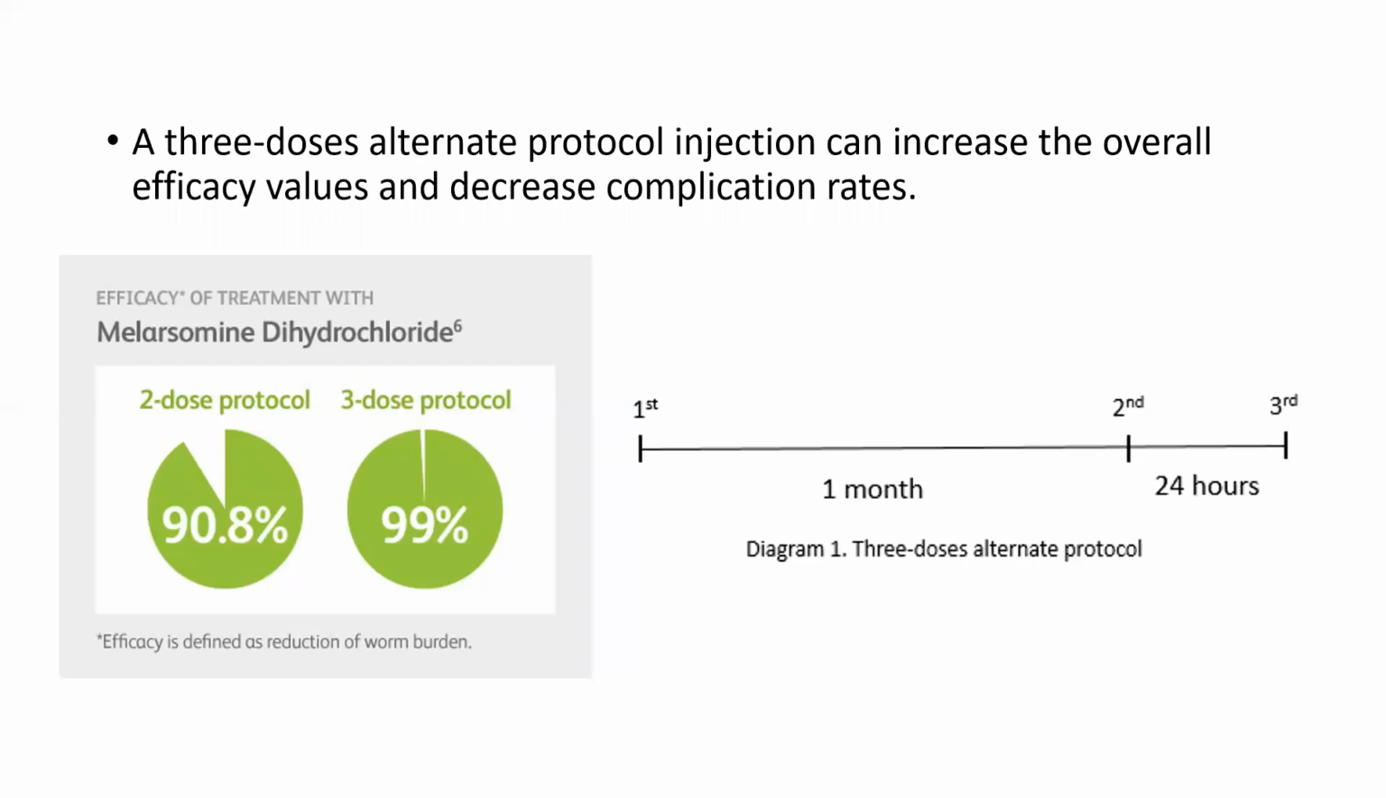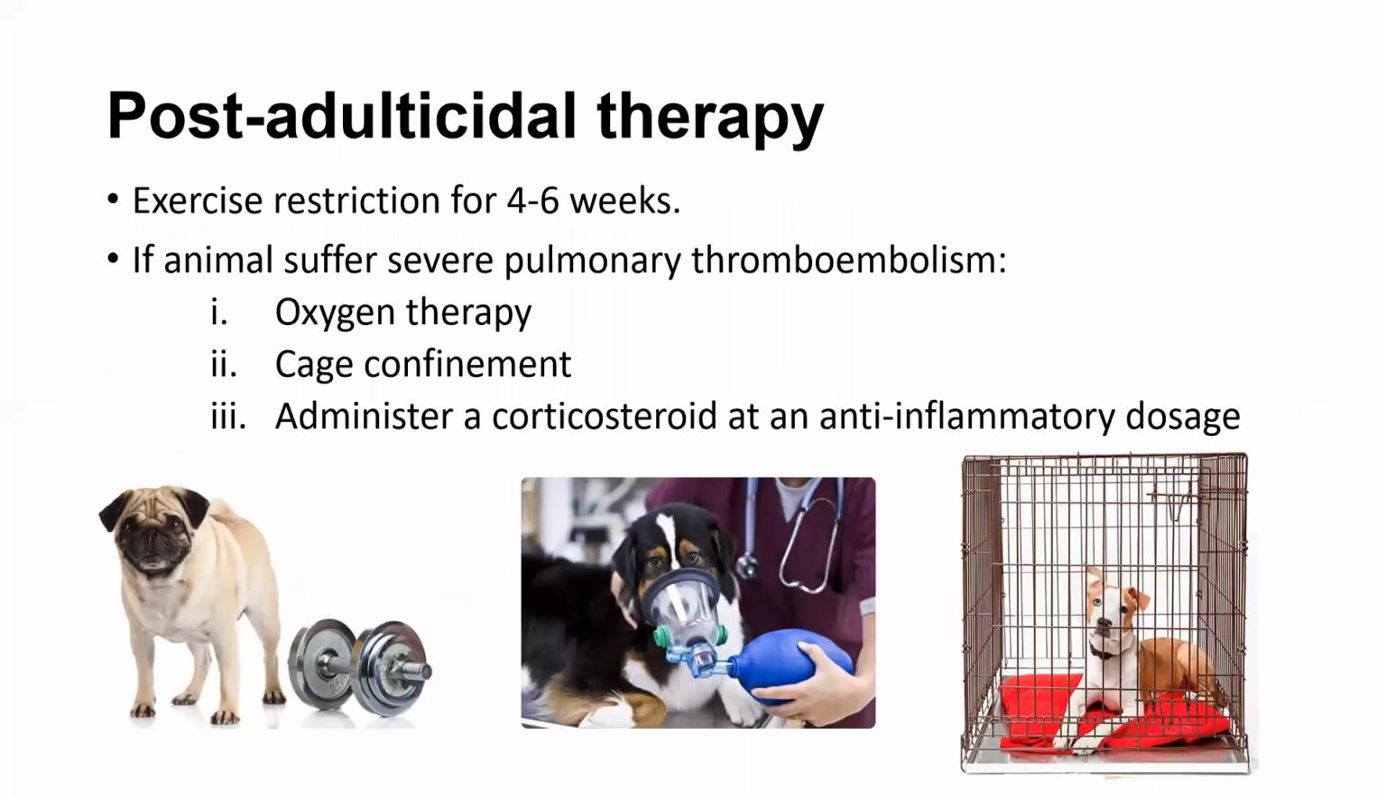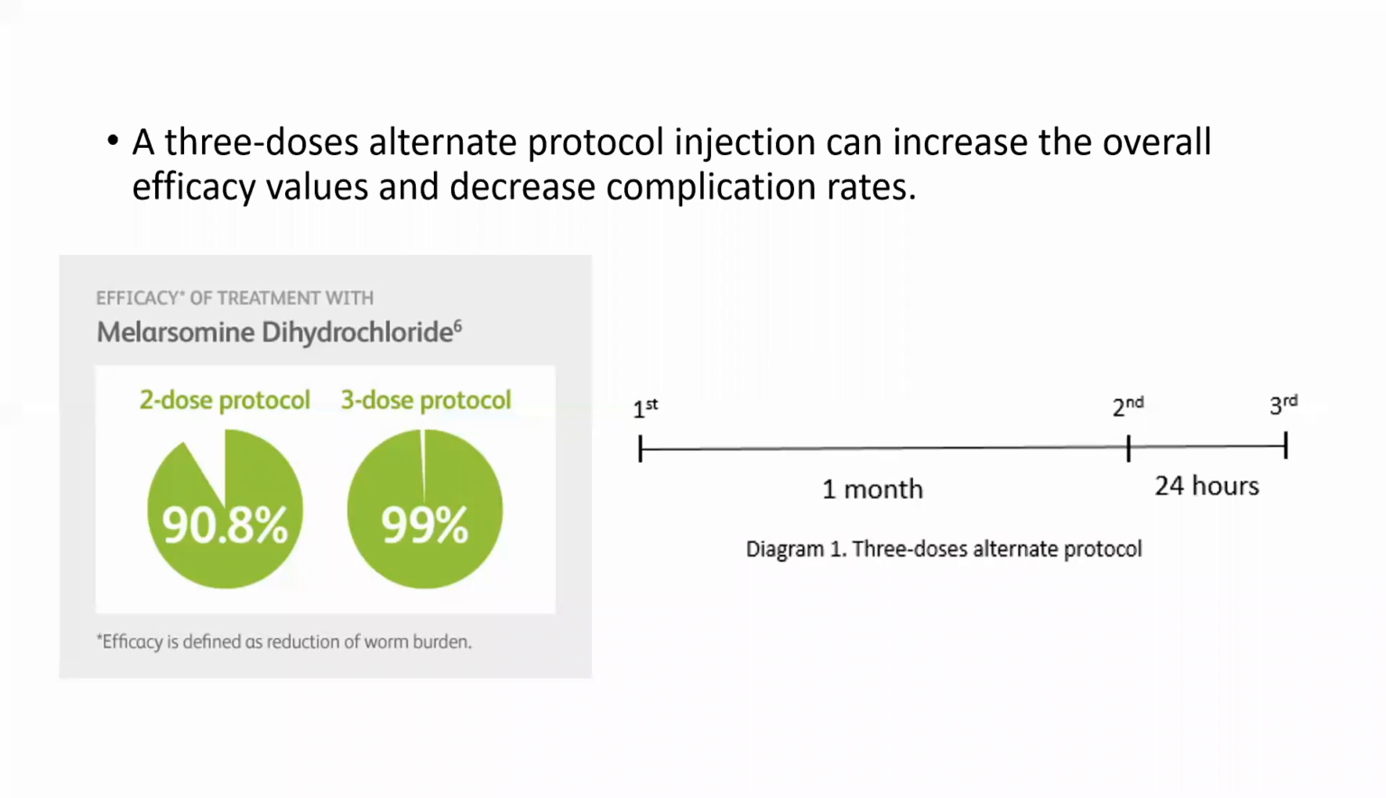A 3-dose alternate protocol injection can increase the overall efficacy up to 99%, while the two-dose protocol only reaches up to 90.8%, and it can also decrease complication rates. As you can see in diagram number 1, the injection time interval between the first and second injections is at least 1 month apart, while the second and third injections are 24 hours apart. So all three injections are 2.5 milligram per kg.